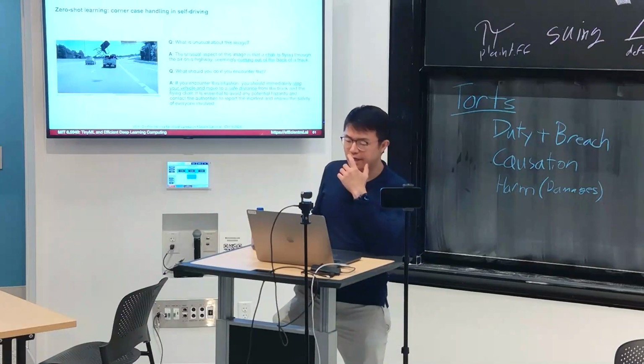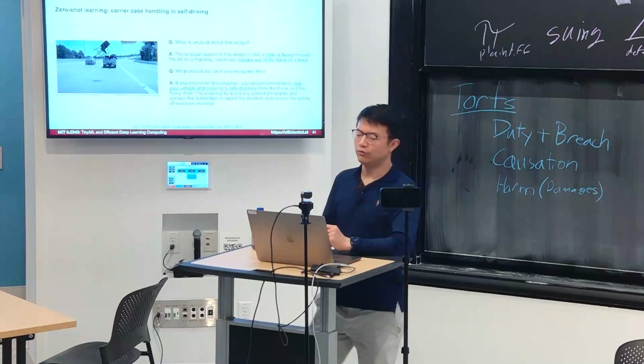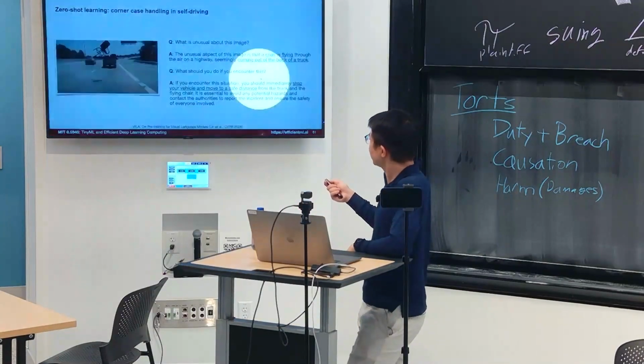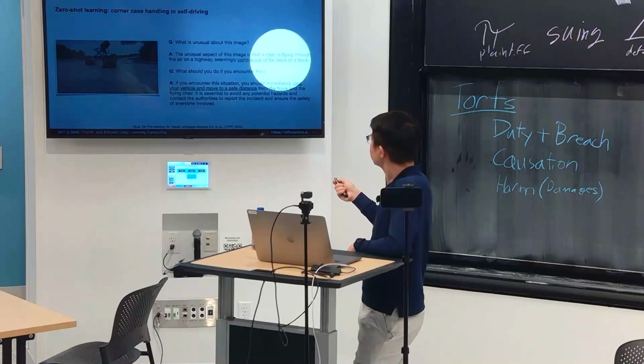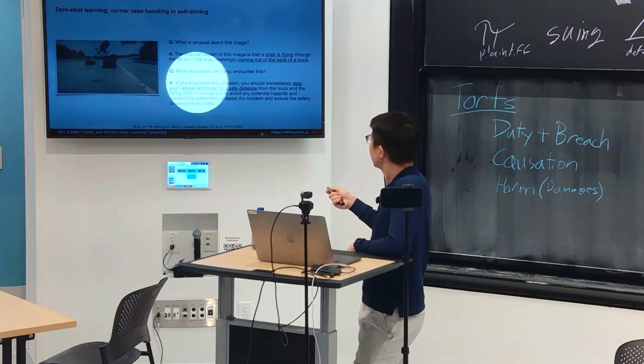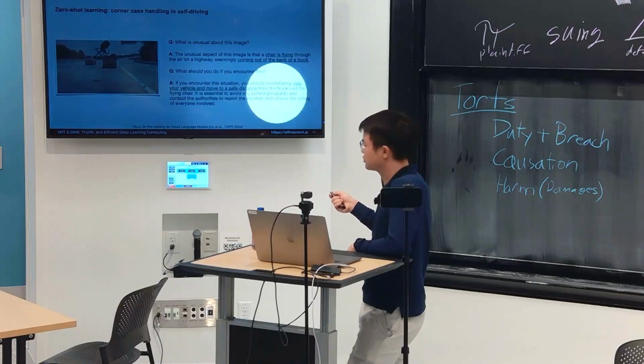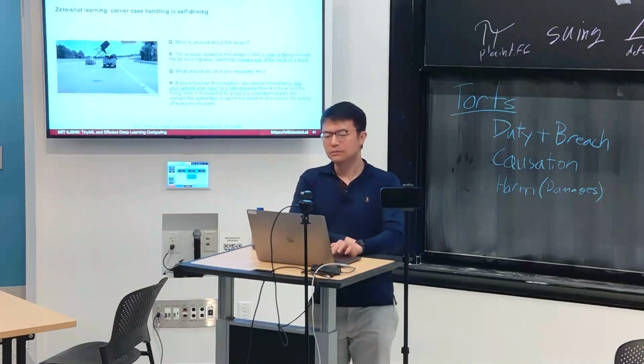Given a corner case handling, like in autonomous driving, there might be fewer such corner cases. So very few training data, but language models have a lot of common sense. So hopefully it can handle those corner cases, like what is unusual about this image: chairs flying out of the back of a truck. What should you do if you encounter this? If you encounter this situation, you should immediately stop your vehicle and move to a safe distance from the truck and the flying chair. Avoid potential hazards, etc. So corner case handling.